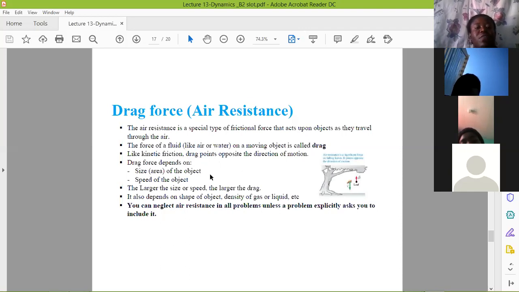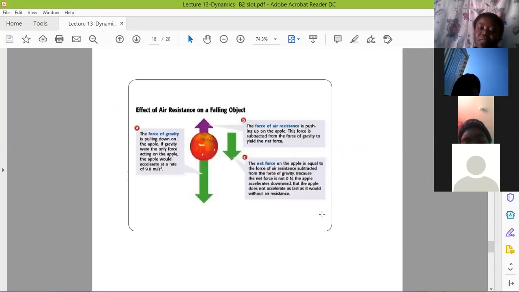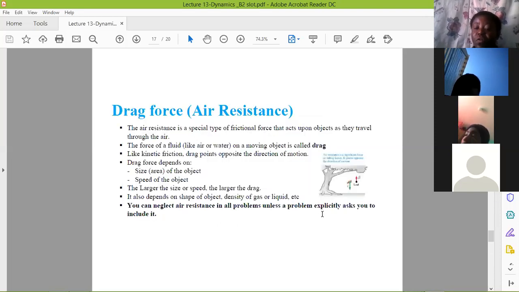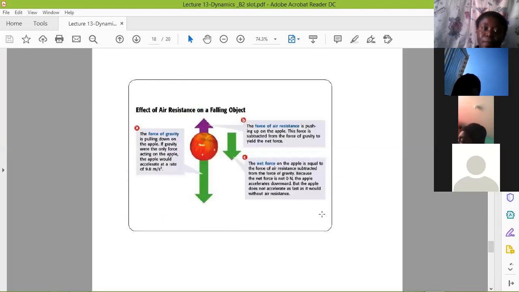So the drag force depends on the size, how big it is, and on the speed, how fast it is falling. It depends on many things like the density, the liquids, the shape, and all those things. In all the problems that you are doing, you neglect the air resistance unless you are told that there is a presence of air resistance.